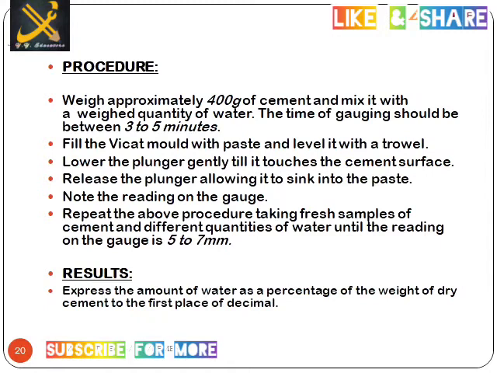Repeat the above procedure, taking fresh samples of cement and different quantities of water until the reading on the gauge is 5 to 7 mm. And the result is: express the amount of water as a percentage of the weight of dry cement to the first place of decimal. How much water is required for consistency?